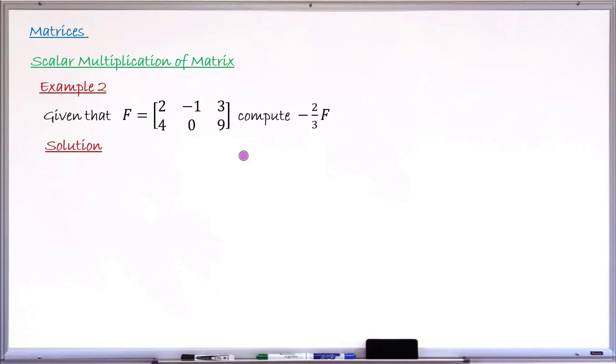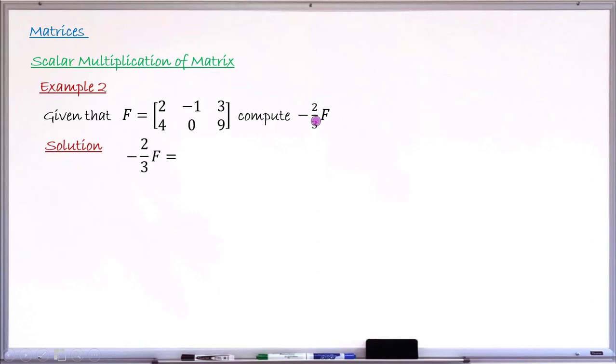Example number 2 says, given that this matrix F has these entries 2, minus 1, and 3 in the first row, 4, 0, 9 in the second row. The question asked is to compute minus 2 over 3 F, that is, the matrix F multiplied by the scalar number minus 2 over 3.